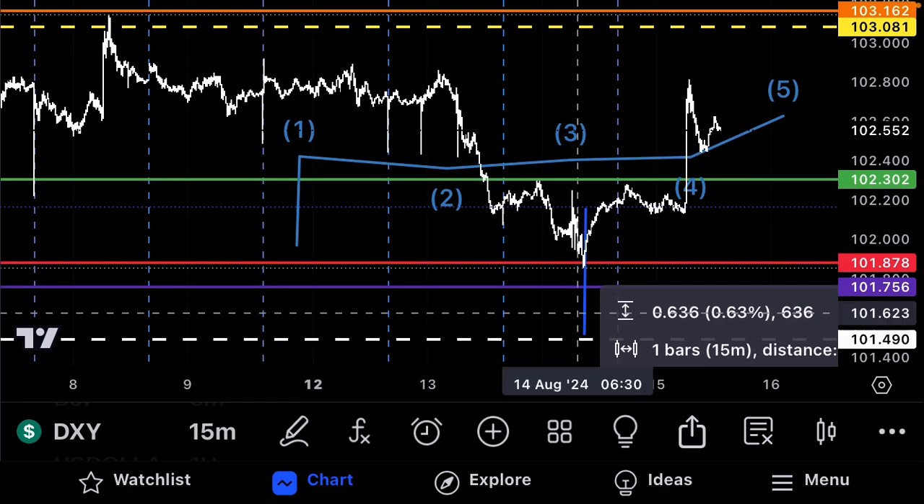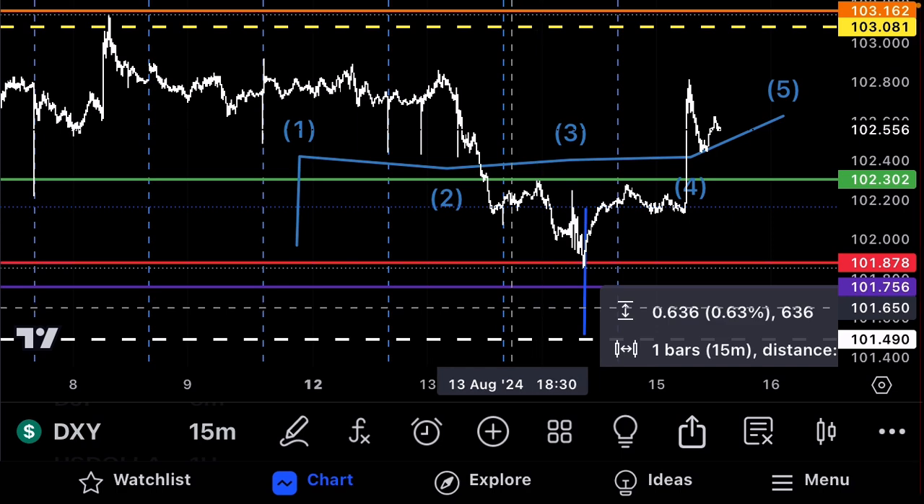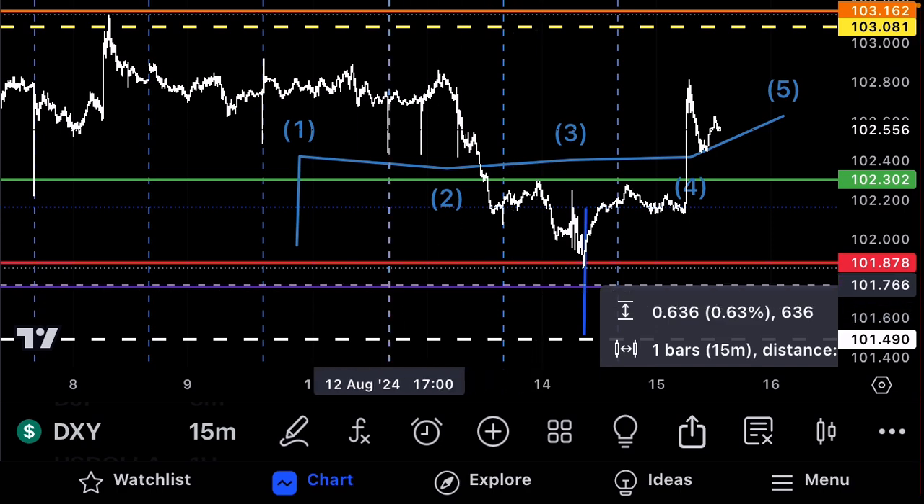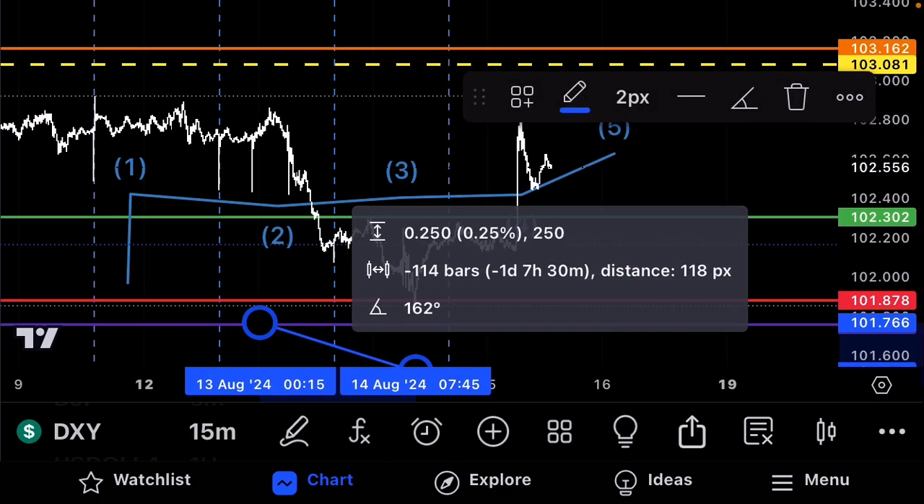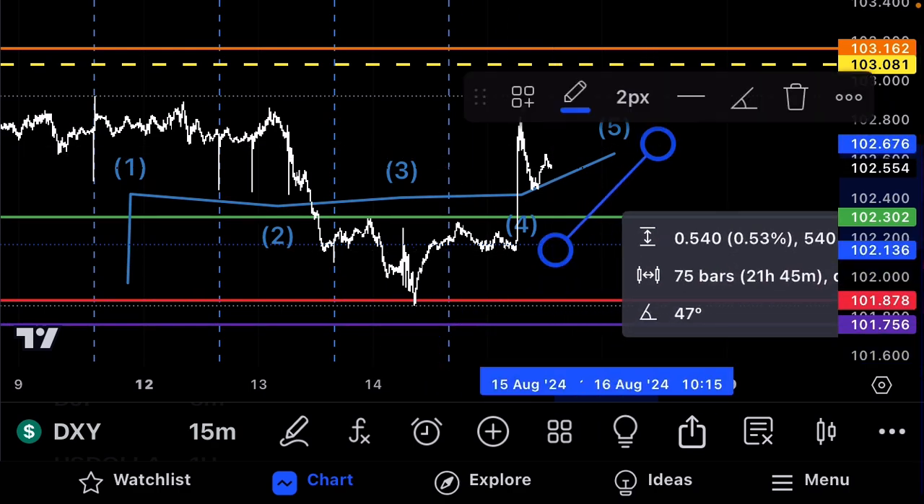Like this line right here, this blue line is it. Yeah, there it is. Alright, so here it is.